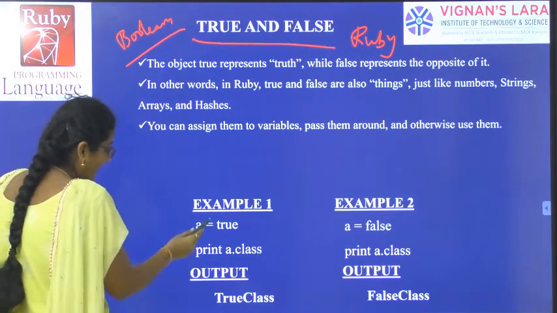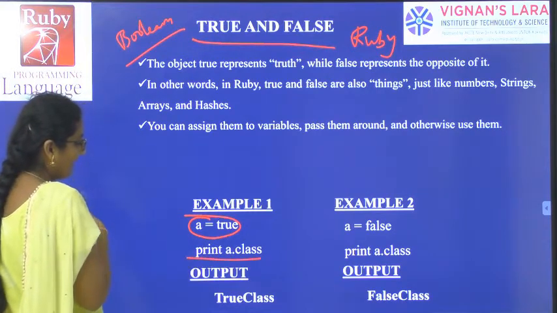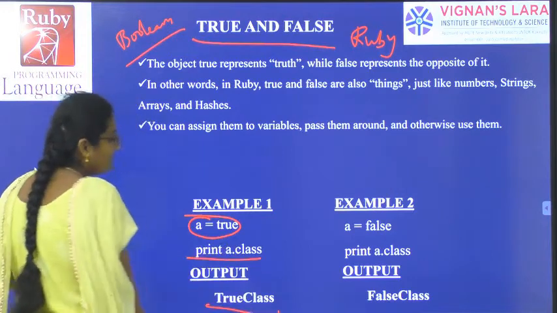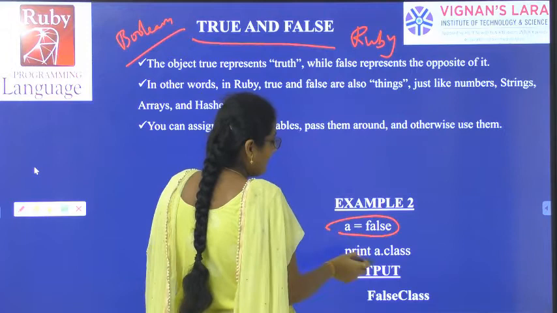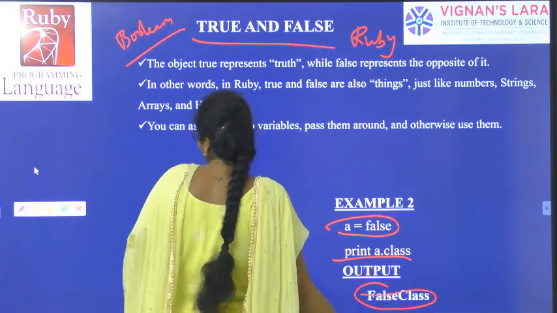See here, I have given a = true. I want to print a.class. So I got the output as TrueClass. Then I have given here a = false and I want to print the a.class. So I got the output as FalseClass.